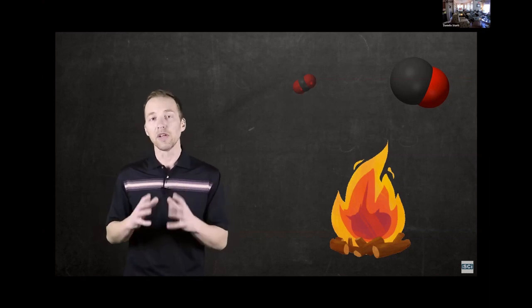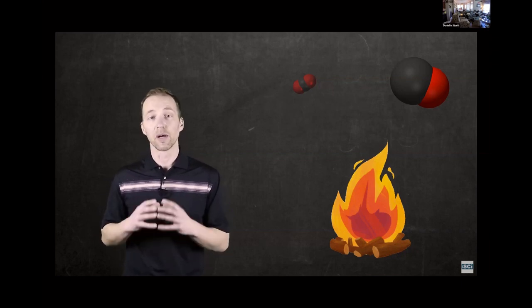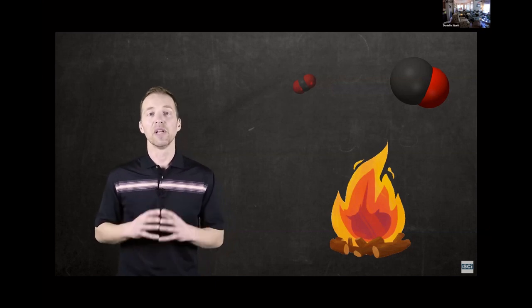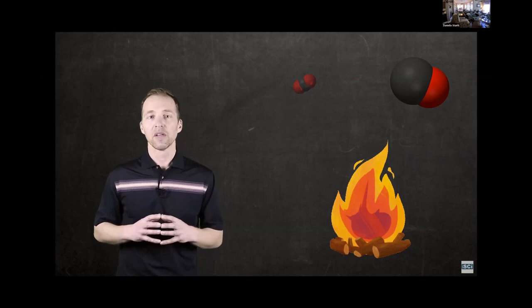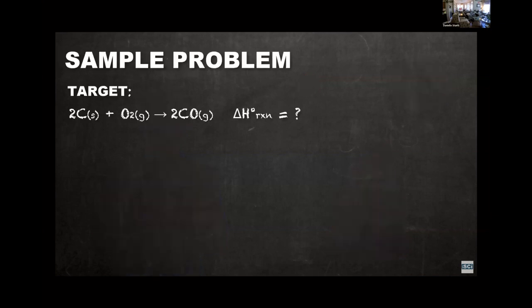But we can use Hess's law to figure out what the overall enthalpy change for the combustion of carbon producing carbon monoxide is going to be if we know some alternate pathways. So let's take a look at an example that involves just this mechanism. So what we are going to see here is that we have an equation that involves 2 moles of carbon combusting in the presence of oxygen to produce 2 moles of carbon monoxide.